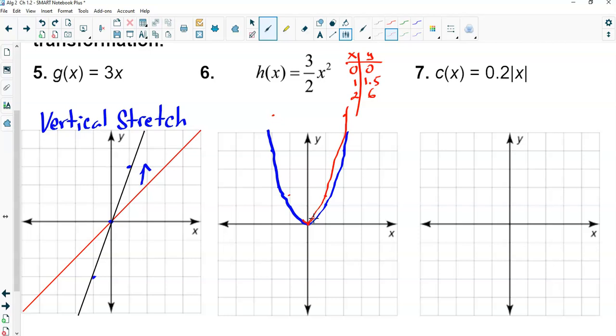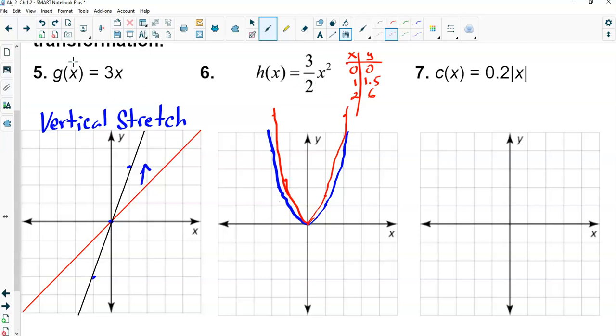And please don't mind that, because I can hardly draw straight from here. Well, what I noticed, it became narrower. Since it became narrower, that's because this is not a true fraction. This is a number bigger than 1. And if the number is bigger than 1, it's going to become a vertical stretch.